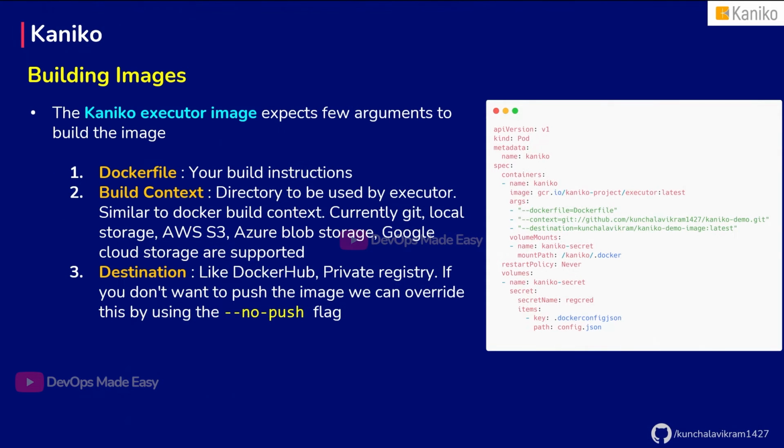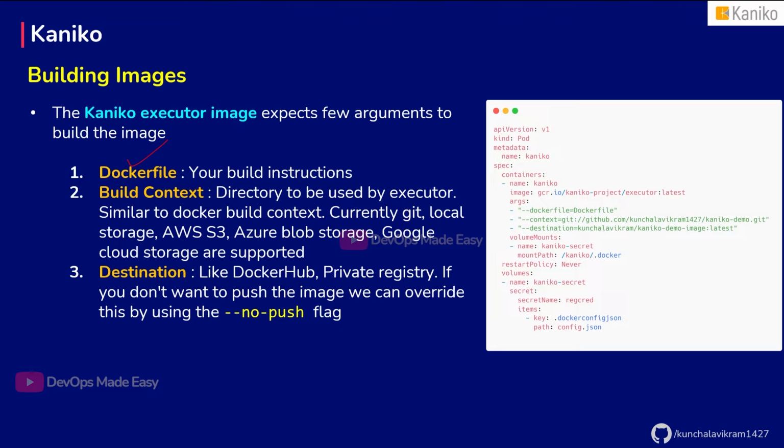And what are the things that the Kaniko executor image usually expects to build your container image? So the most obvious one is the Dockerfile, with your build instructions to build the container image, and also the build context. So let's say that you store your source files in a directory, and inside the directory you only have the Dockerfile. So this is the build context, which is similar to your Docker build context.